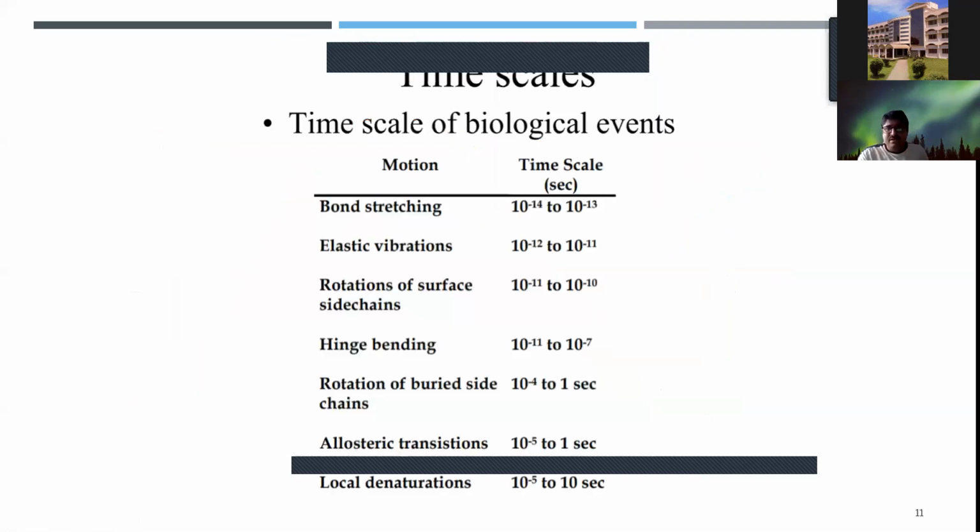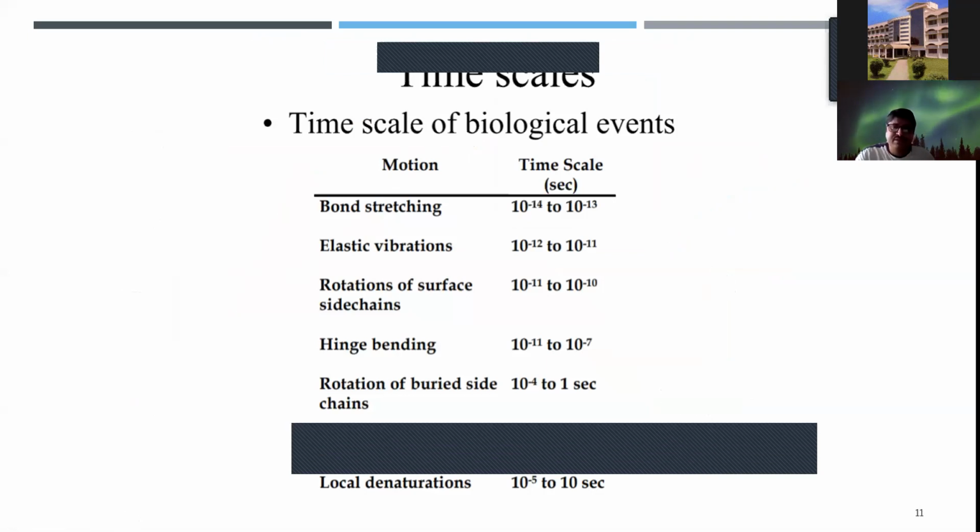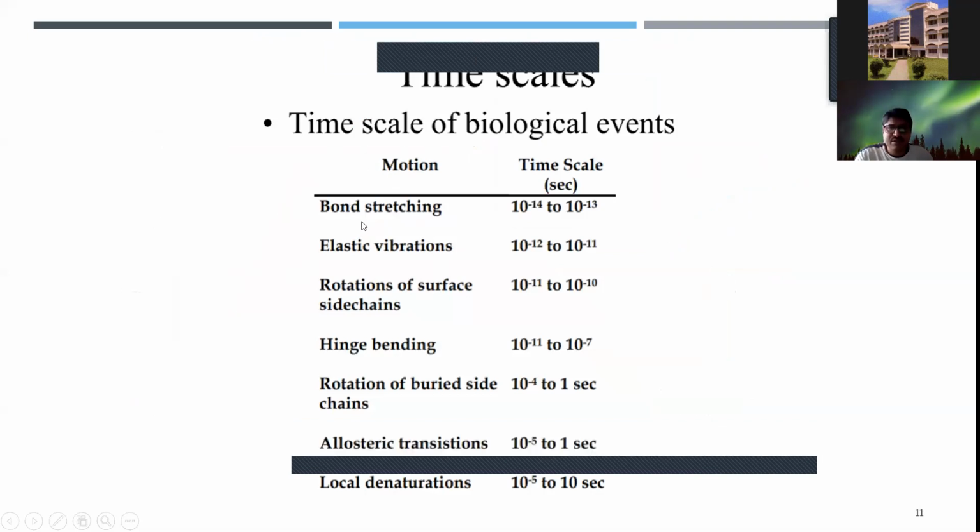Now, why and how to assign the time scale? When we define the time step in simulation, we need to think about the different changes happening inside the molecule. If we consider bond stretching, the time scale of bond stretching is normally 10 raised to minus 14 to 10 raised to minus 13 seconds. So this is the quickest one.